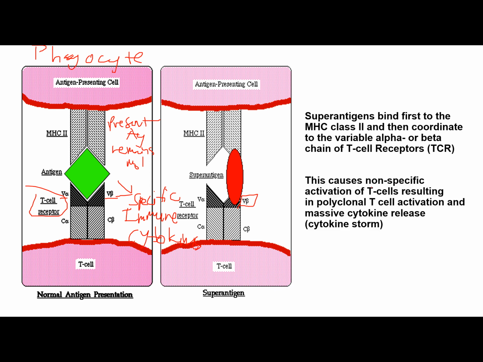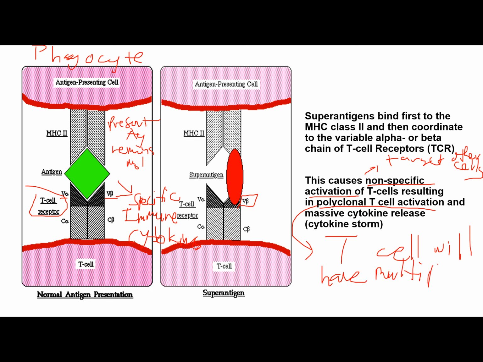Now, when this happens, it would cause non-specific activation. When you say non-specific activation, it could target other cells, resulting in a polyclonal T cell activation. When you say polyclonal T cell activation, the T cell will have multiple targets. And since it is thinking that it has multiple targets, it can cause a massive cytokine release, causing a cytokine storm. So that's how your APC would deal with superantigens.